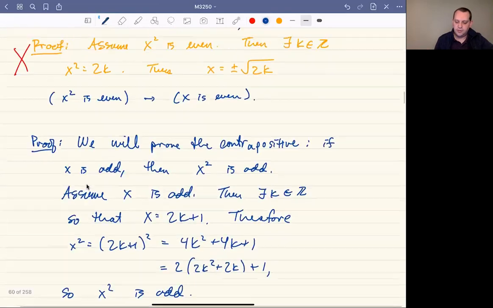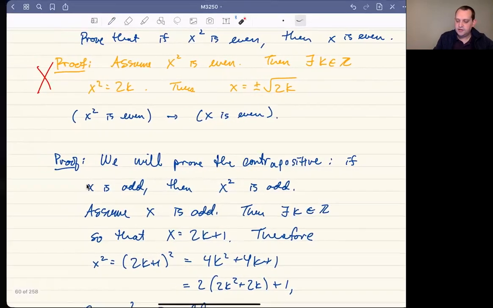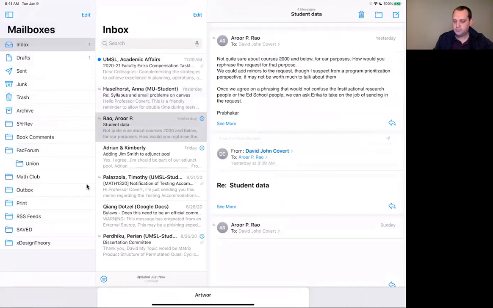Okay, nothing fishy about thinking about whether x is an integer or not an integer.